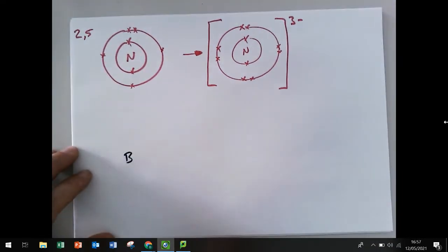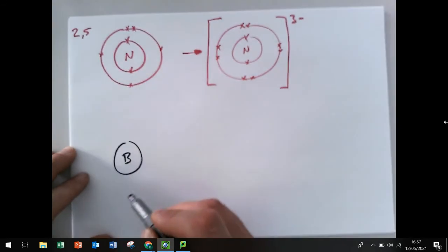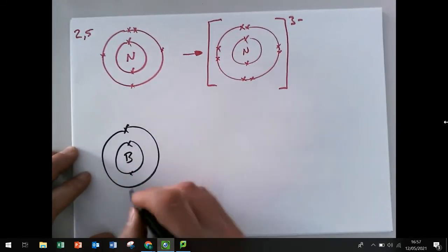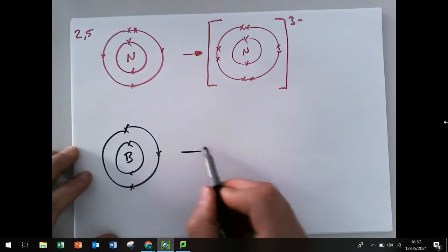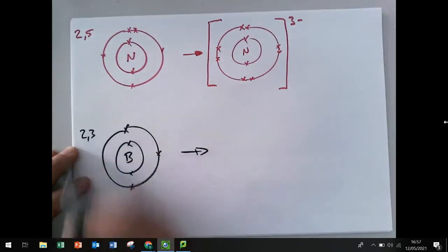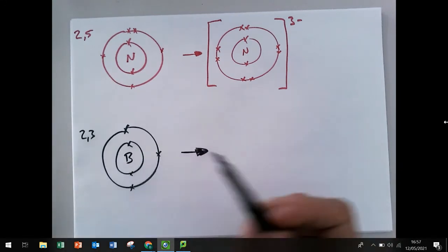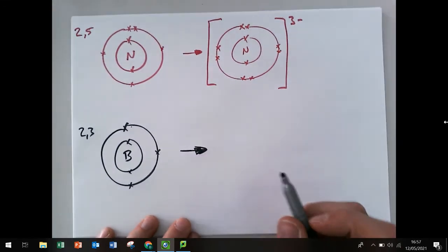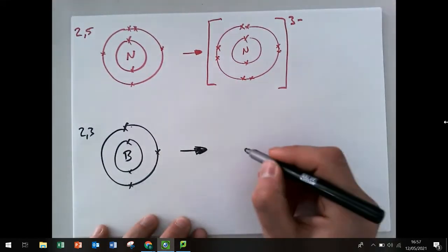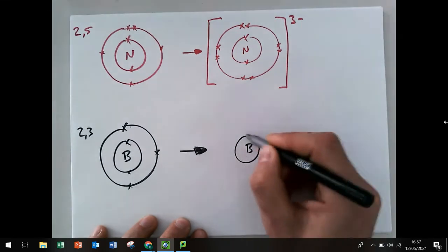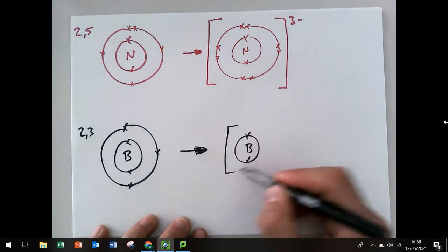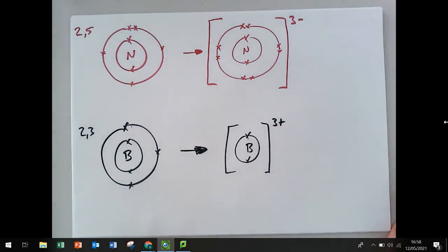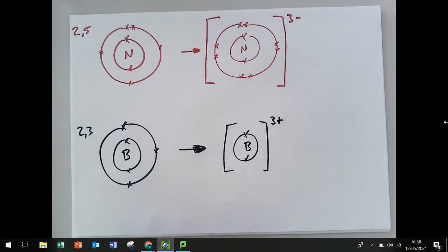Let's look at boron. So boron, if I look at my periodic table, has 5 electrons. 1, 2, 3, 4, 5. Electron configuration 2, 3. How can it form an ion? Well, I could gain 1, 2, 3, 4, 5 to have a full outer shell, but actually it's far easier to just lose 3 electrons and become boron with just 2, and it's lost 3 electrons, so it has a positive 3 charge. Join me in the second video where we will look at ionic bonding.